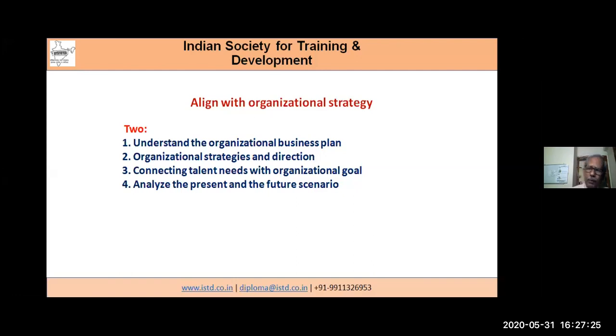So what is the process of identification and development? Analyze the present and the future scenario. They need to analyze what is happening today and what is going to happen tomorrow in the future scenario. By analyzing that, one can understand the specific ways and paths through which they should go for doing this identification and development process.